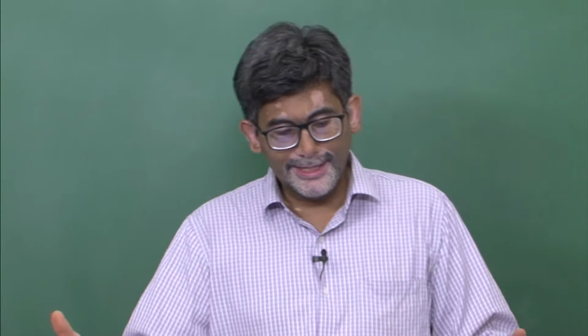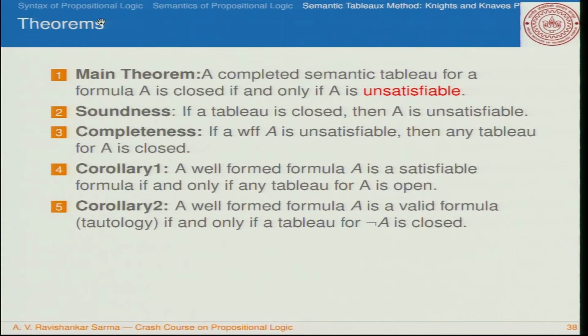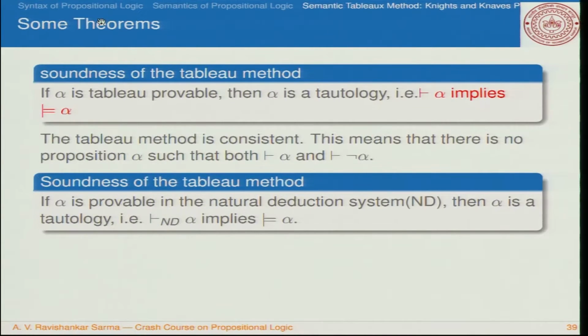A well formed formula A is considered to be a satisfiable formula if and only if any tableau for A is considered to be open. And corollary 2 is that a well formed formula A is said to be a valid formula or a tautology if and only if the tableau for not A closes. That means you take the negation of the formula, and if it gets closed, then it is considered to be a valid argument.